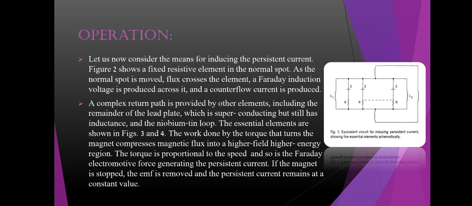The work done by the torque that turns the magnet compresses magnetic flux into a higher field, higher energy region. The torque is proportional to the speed, and so is the Faraday electromotive force generating the persistent current. If the magnet is stopped, the EMF is removed and the persistent current remains at a constant value. As shown in figure 3, the equivalent circuit for inducing persistent current shows the essential elements schematically.